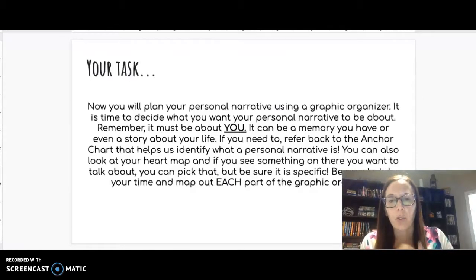Your task for today. You are going to plan your personal narrative using a graphic organizer like the one that I just showed you. It's time to decide what you want your personal narrative to be about. Remember, it must be about you. It can be a memory you have or even a story about your life.